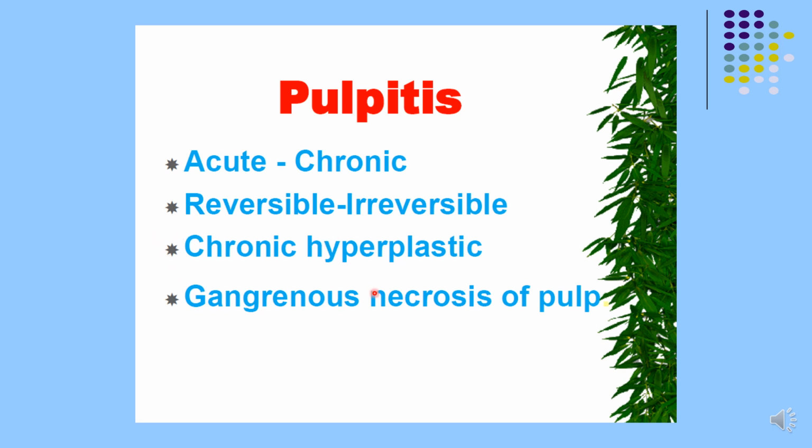The third term that you would come across when you read about pulpitis is chronic hyperplastic pulpitis, and we will see what that is. And the fourth is gangrenous necrosis of the pulp, which is the end stage of the process of inflammation in the pulp.